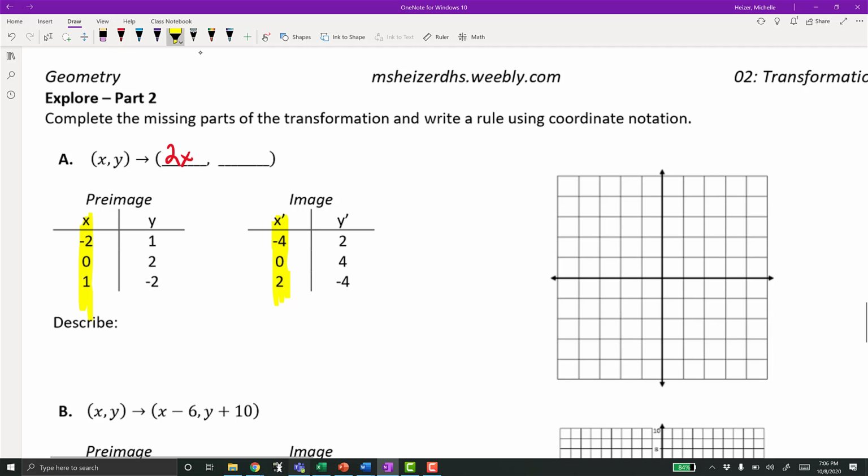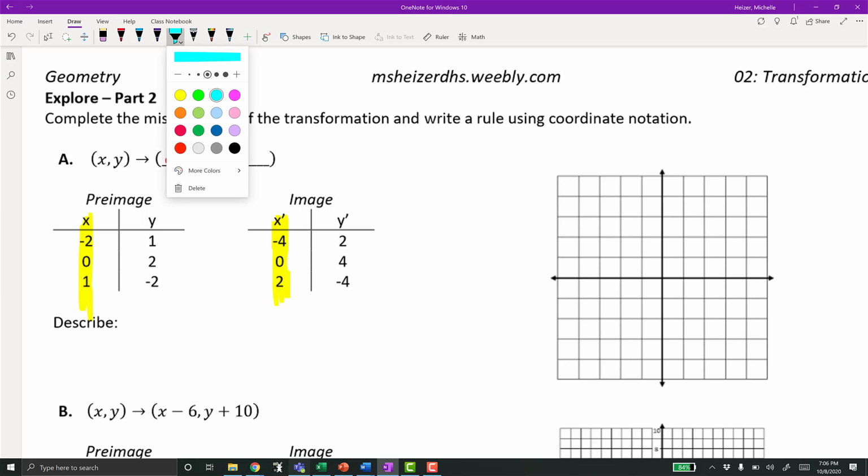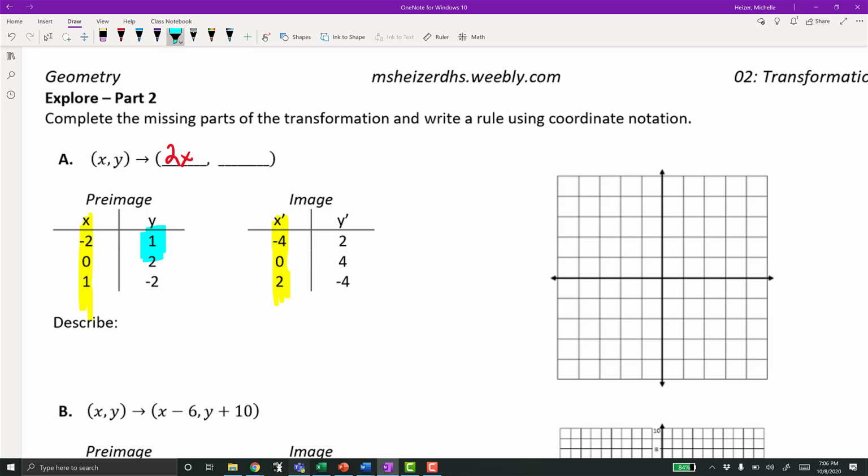Then I'm going to look for a relationship with my y values. For my pre-image to my image, how do I go from 1 to 2? How do I go from 2 to 4? Or negative 2 to negative 4? Well, this would just be 2y. So that would be my coordinate notation. It says I take x and multiply by 2, and I take y and also multiply it by 2.